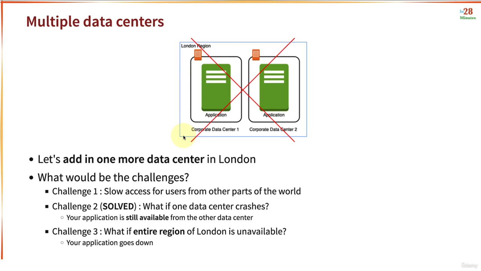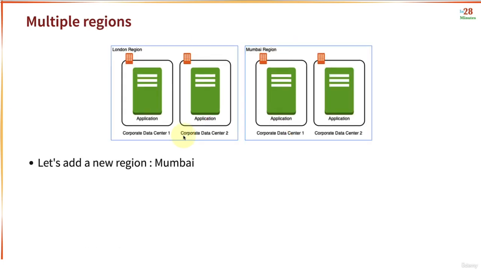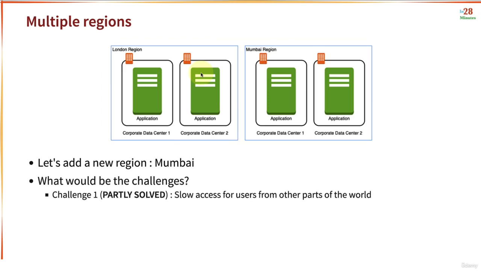Now we spend a lot of time thinking about this and we come up with a better solution. We add a new region, Mumbai. We have the London region, we have a Mumbai region, and each of these regions has 2 data centers. Now think about our challenges. Challenge number 1 is partly solved. At least the users who are nearer to the Mumbai region will get faster access to the application. We can solve challenge 1 completely by adding deployments for our application in multiple regions around the world. We can add a deployment in Sydney, New York, and multiple other regions in the rest of the world.